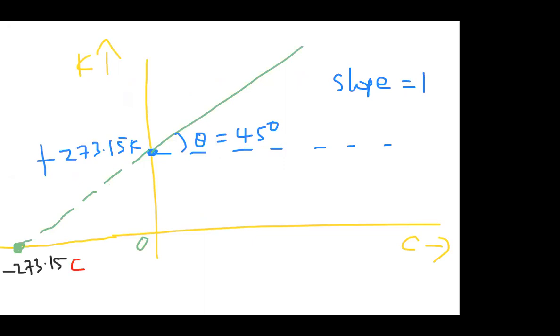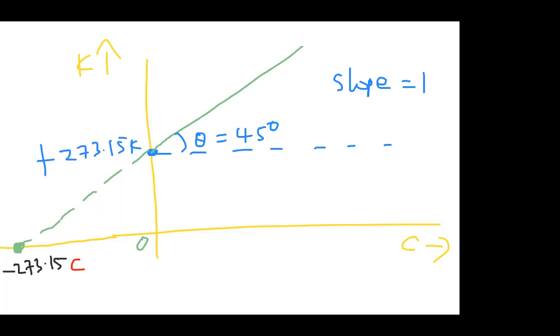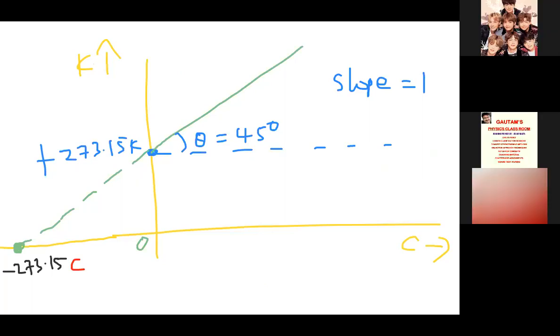I hope you are clear with this graph now. So we discussed this one also. What we did here, first I took the relation K is equal to C plus 273.15, the relation between Kelvin and centigrade, and finally by taking Kelvin and centigrade, I plotted this graph. I hope you are clear how we got this one.